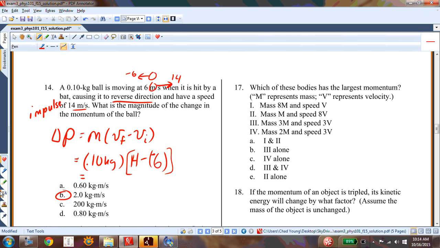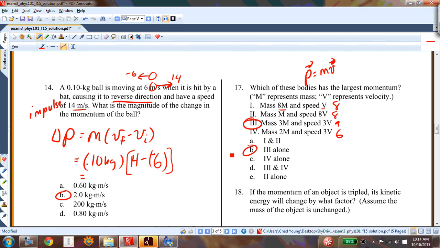Which of these bodies has the largest momentum? Well, P is equal to M times V. So I'm going to just multiply these. So this would be 8mv, this would be 8mv, this would be 9mv, and this would be 6mv. So 3 is the right answer.